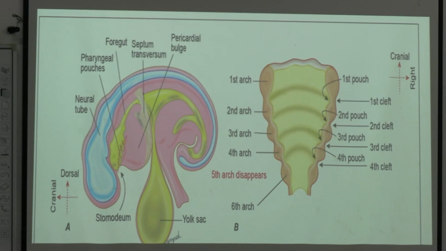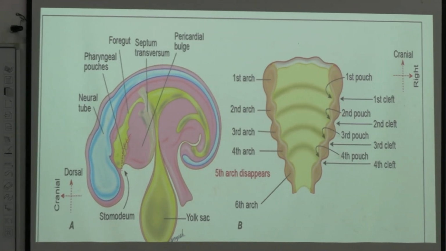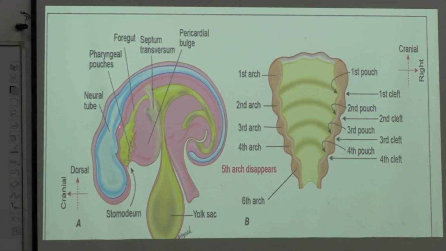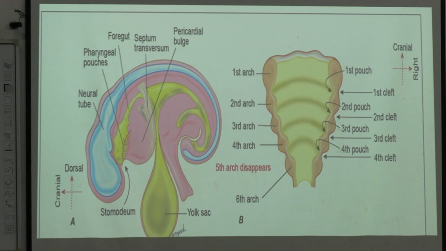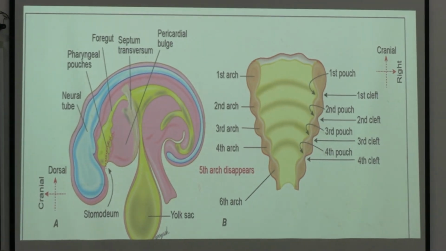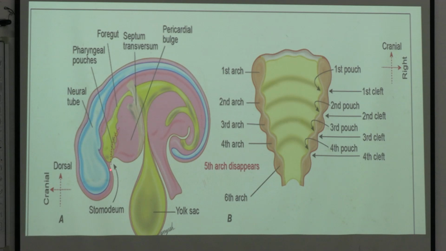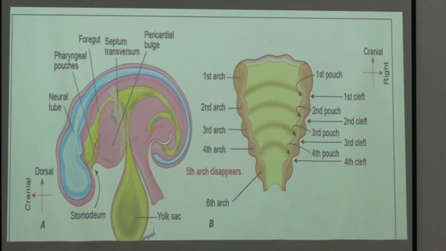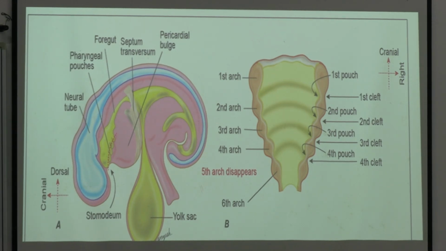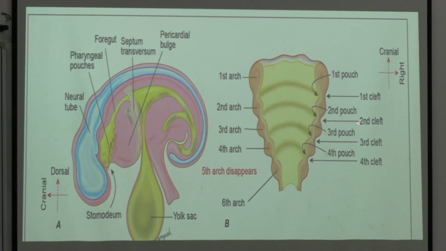So 1, 2, 3, 4, and eventually we see that there are 6 such arches to appear. The 6 arches hold spaces lying in between them, and these spaces are depressions. One such depression is present on the external side, and one on the inner side of this developing foregut tube or primitive pharynx. The inner side depressions we call pouches. Again, craniocaudally, there are 4 such depressions between them, 1, 2, 3, 4 like this. And outside we have 1, 2, 3, 4.